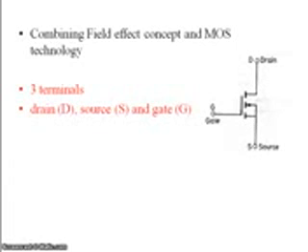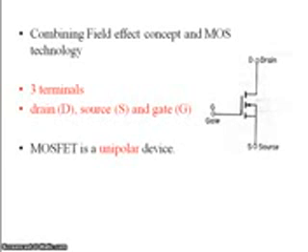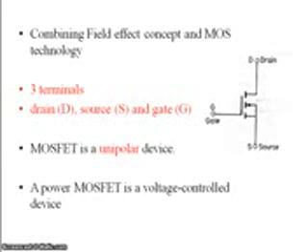So the figure shows the circuit symbol of the power MOSFET. Here the arrow indicates the direction of electron flow. Now a MOSFET is a unipolar device, that is, its operation depends only on the majority carrier. Also, unlike a BJT, a power MOSFET is a voltage controlled device, whereas a BJT is a current controlled device.